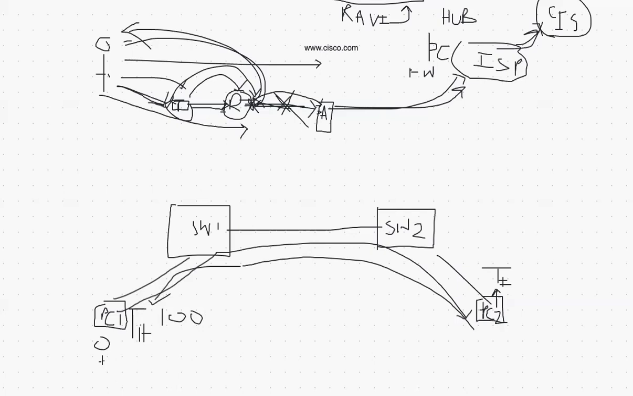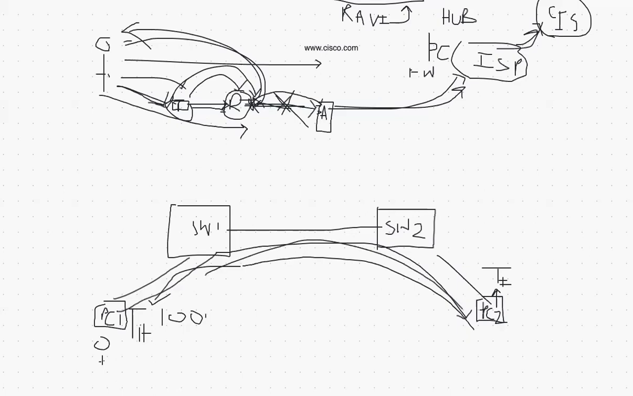So how do the switches know? Are we sending movies, or data, or text messages? Nothing. They don't know. They don't care about what they are. It's just ones and zeros for the switches. They just forward the data between them.